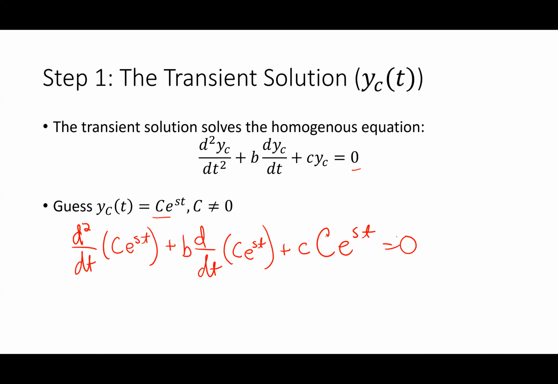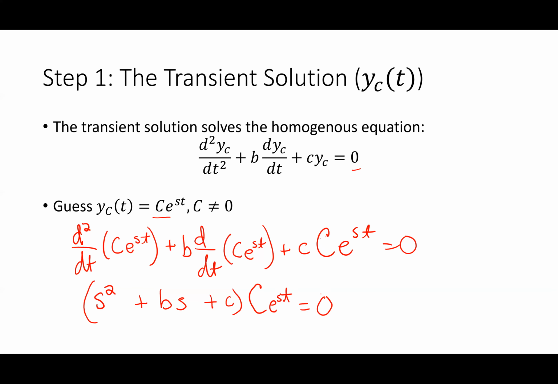All right. So what happens if I do this and I take the derivative? What happens if I take the second derivative of an exponential like that? You'll have s squared out front. So I get s squared, and I'm going to get e to the st to repeat. What happens if I take the first derivative of e to the st? Well, I just get an s, right? So bs, and then plus little c.